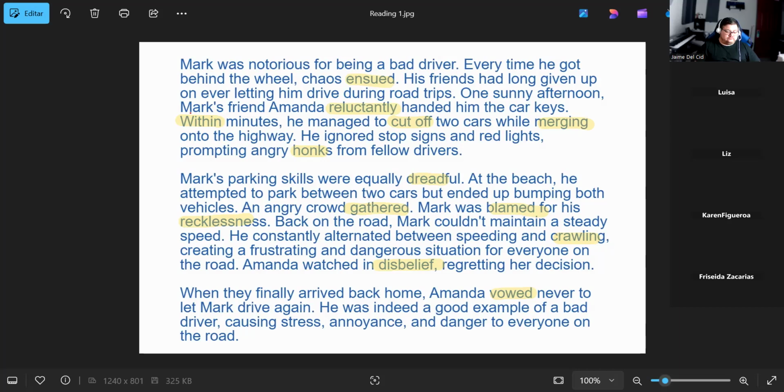regretting her decision. Regretting means arrepintiéndose de su decisión. Regretting her decision. Good job. And Miguel, you're the last one. Can you do the last paragraph?